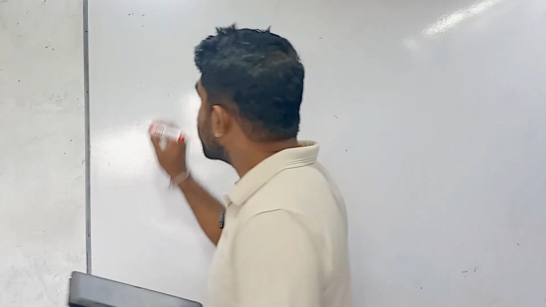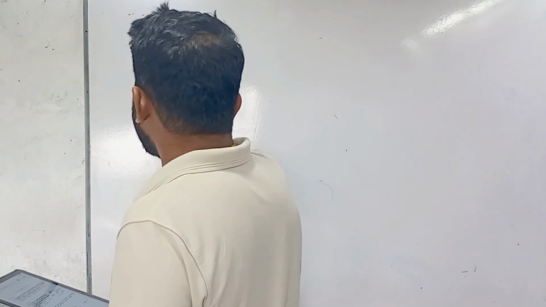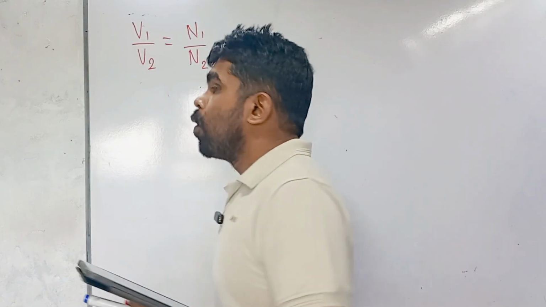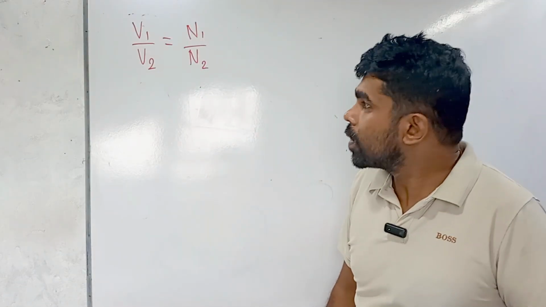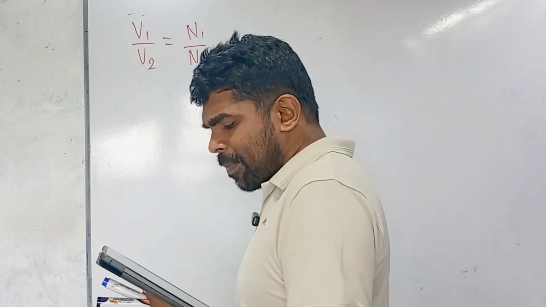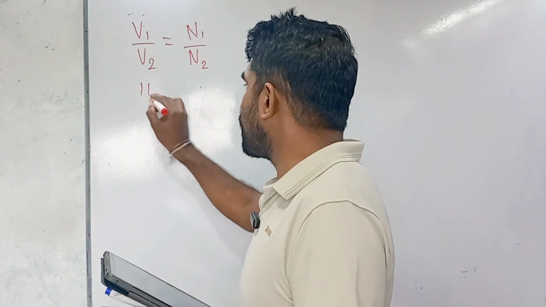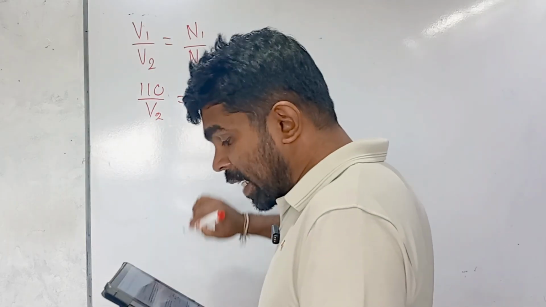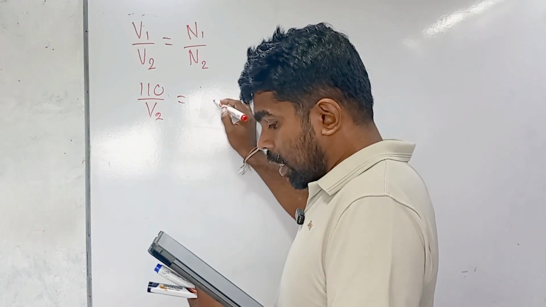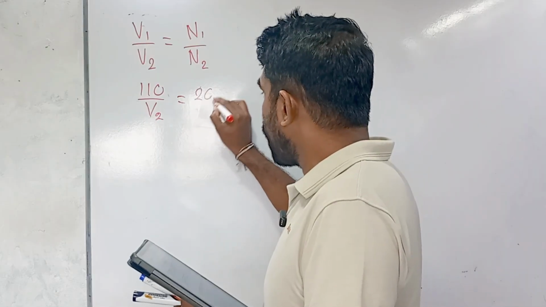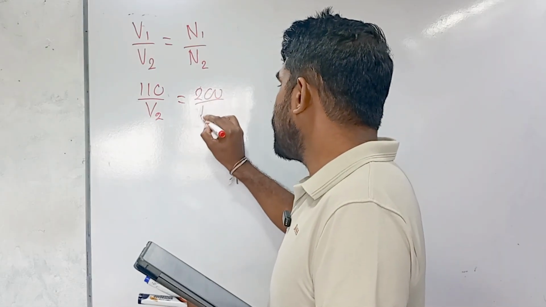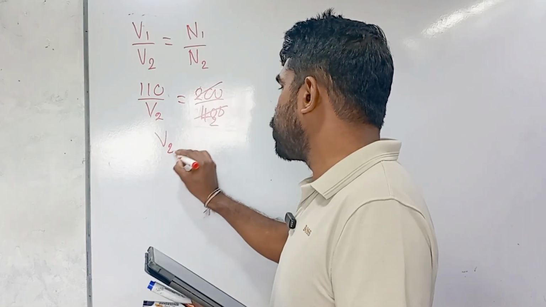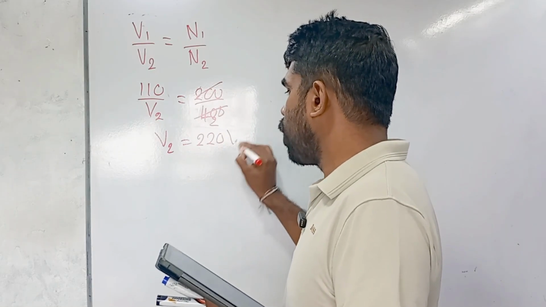We can use V1 over V2 equals N1 over N2 for any type of transformer. V1 means voltage in the primary coil. We can substitute 110. V2 is the problem. N1 is the number of turns in the primary coil, it is 200, divided by N2, which is 400. Then we can simplify it and obtain the V2 value, 220 volts.